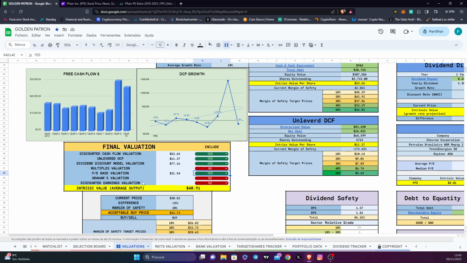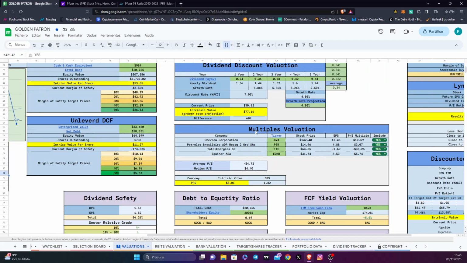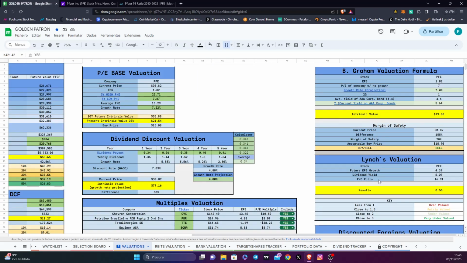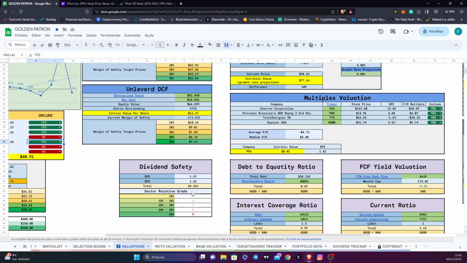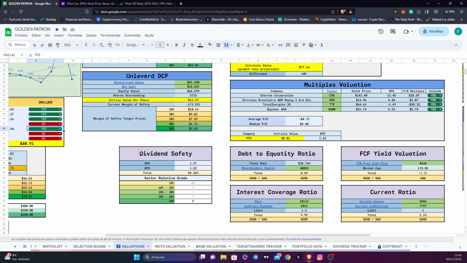Next video, I will be showing how to find the multiples valuation, the intrinsic value of multiples valuation, and along with that, the Benjamin Graham formula. I don't use this formula a lot, but I'm just going to do it for the purpose of the video. Also very important, I'm going to show the dividend safety, debt to equity ratio, interest coverage ratio, the free cash flow yield valuation, and current ratio. These are simple ratios that I like to cover for every stock because these are little things that are actually very important.